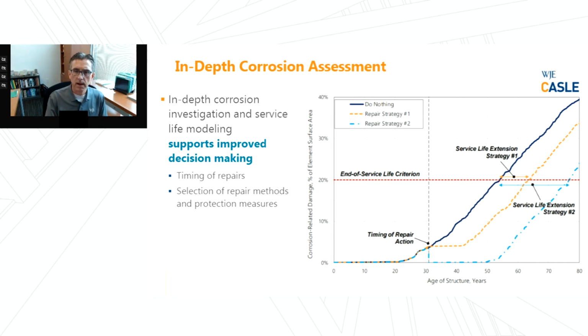The solid dark blue line would be the do-nothing scenario if we just leave this structure alone. The orange dashed line would represent a repair strategy 1, while the blue dashed line represents repair strategy 2. In this case, if we do nothing, we would expect this structure to reach an end-of-life service criterion at an age of about 55 years. With repair strategy 1, we extend that to 65 years. And with repair strategy 2, that's implementing a cathodic protection system where it can extend the life beyond 75 years.